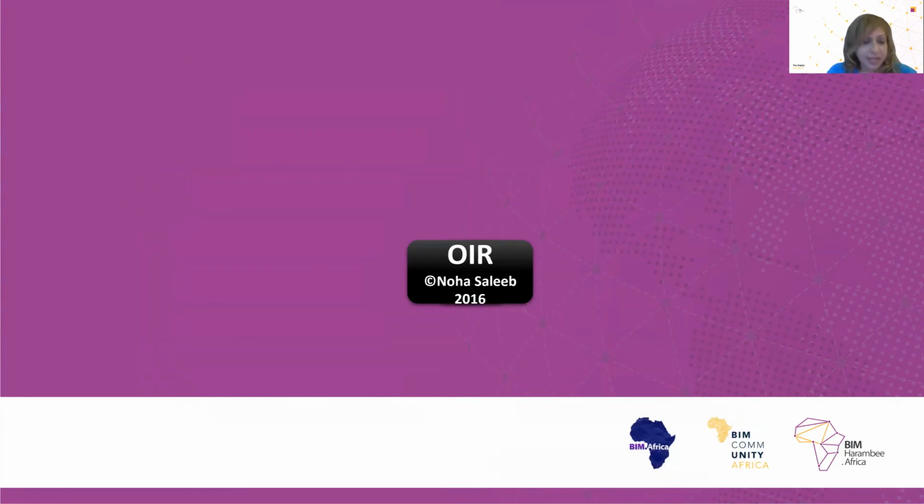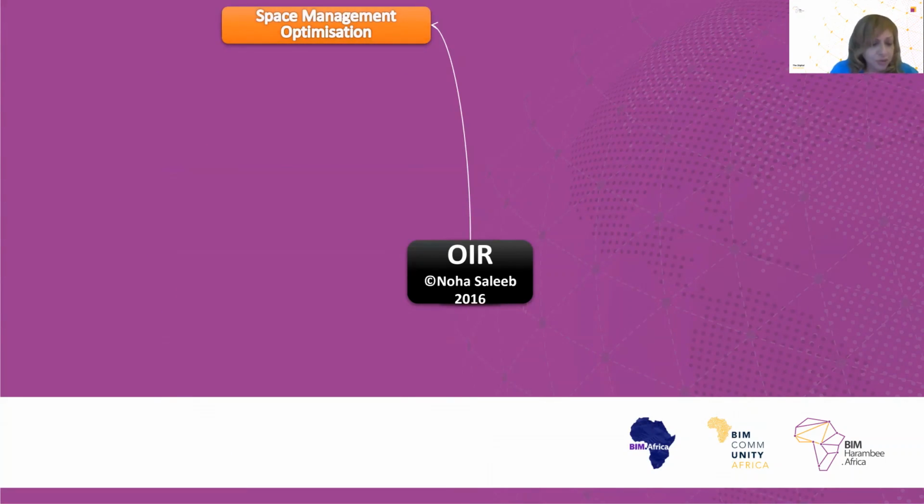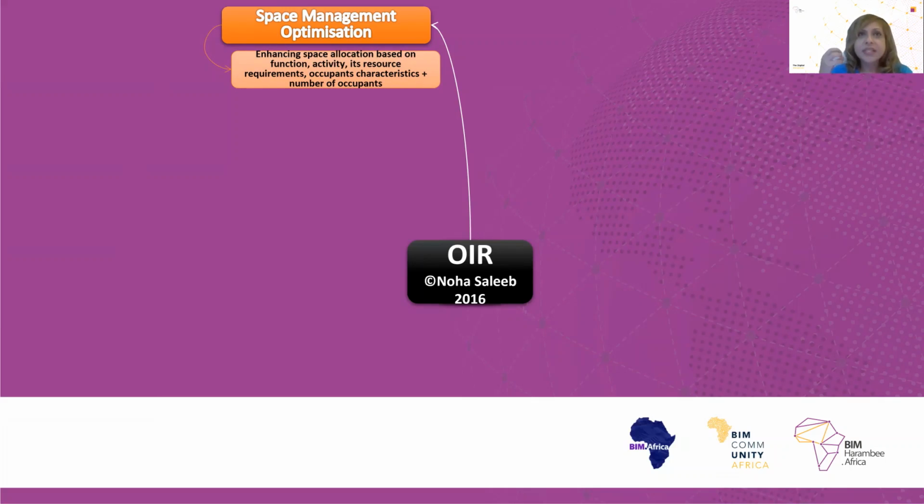Okay, now let's go on to the next ones. I'm aware of the time, so I will try to be a little bit quicker here. The next one is related to the space management optimization. Now, how do we optimize usage of space? We need to take into account the type of users, not just the number of users, what their activities are, what are the resources required, the characteristics of the occupants themselves, not just the numbers of them.